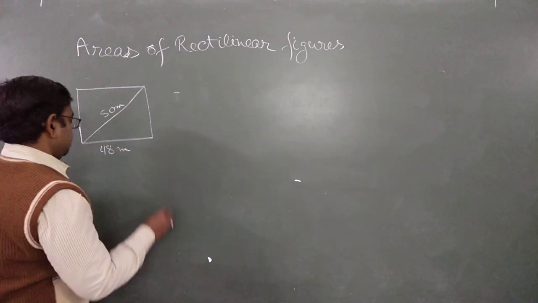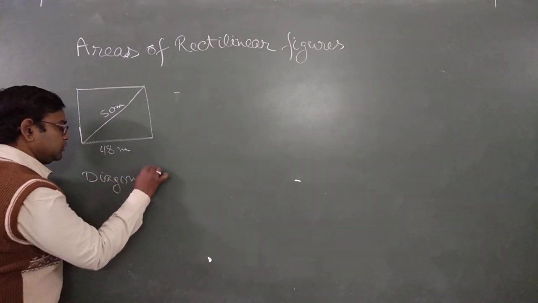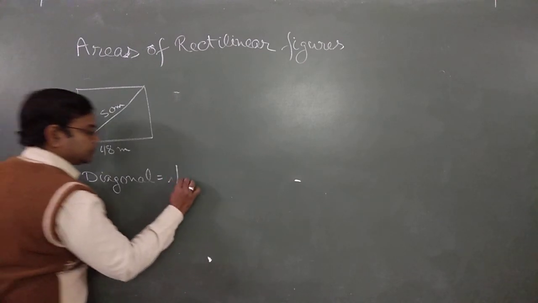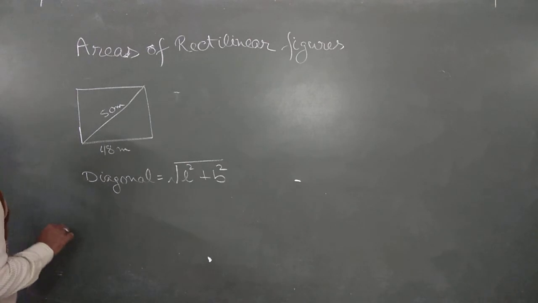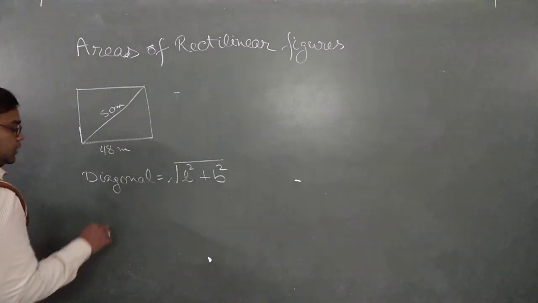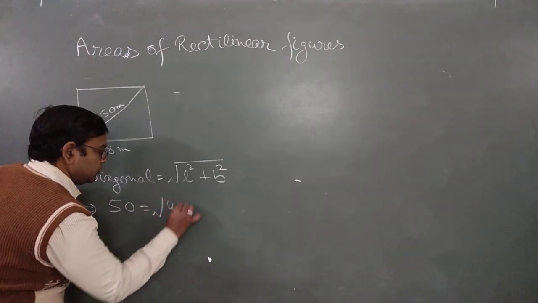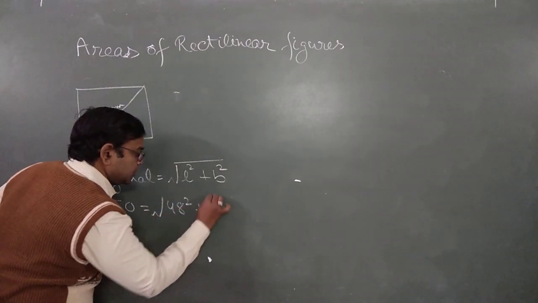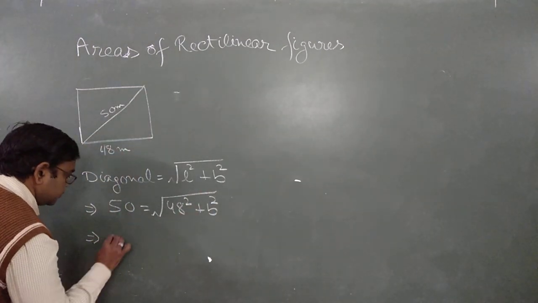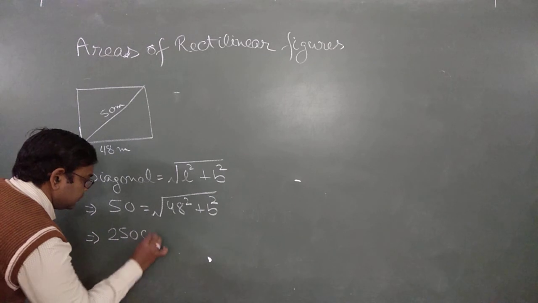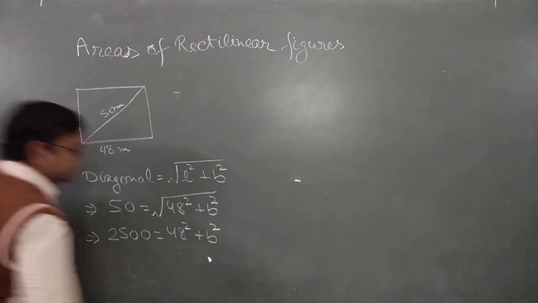As we know, the diagonal of a rectangle equals under root L square plus B square, and this is already given to us. 50 equals under root 48 square plus B square. When you solve it, square both sides, so we have 2500 equals 48 square plus B square.